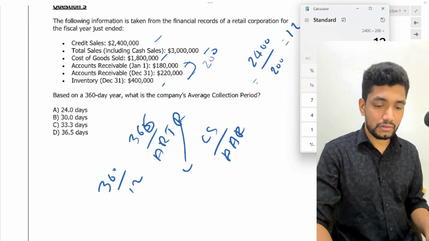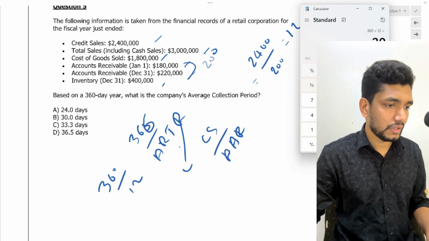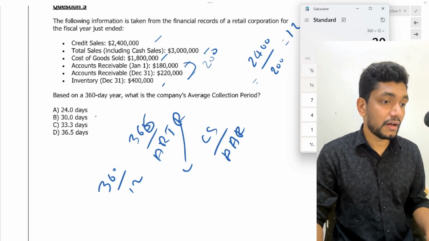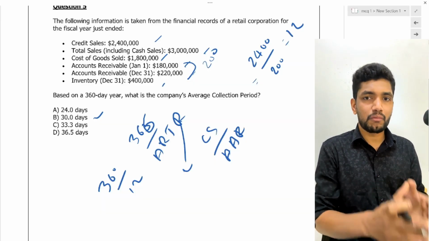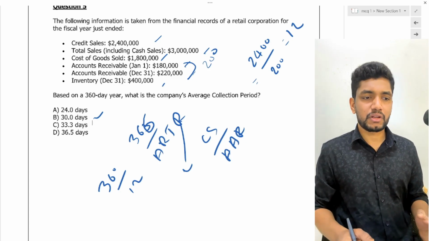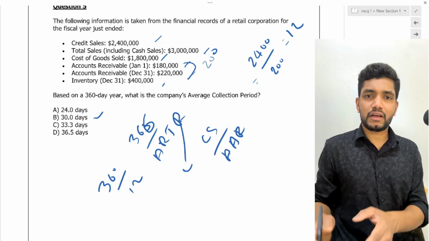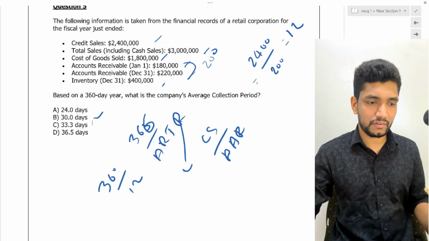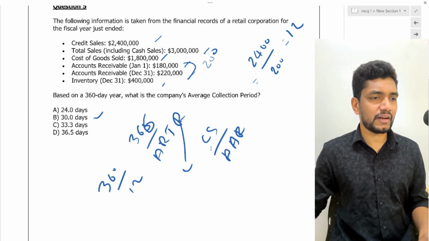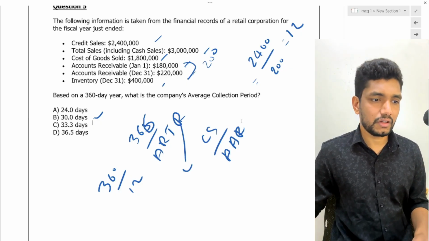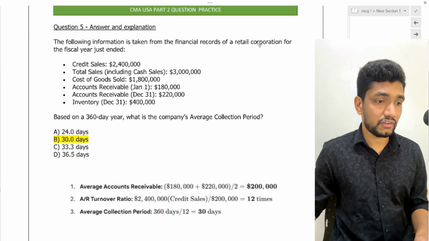Let me use my calculator. 360 divided by 12. That is 30 days. So this is exactly in the option itself, 30 days. So this is a direct question exactly. But you have to know exactly what the formula for this calculation is. The average collection period formula is 365 divided by account receivable turnover ratio. And you should be able to calculate the account receivable turnover ratio, that is credit sales divided by average account receivable. All the data are directly given in the question. So it is very easy. So this is the answer and explanation for this question.